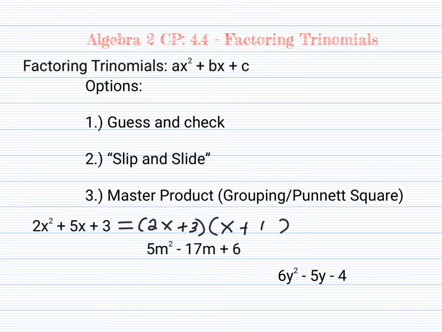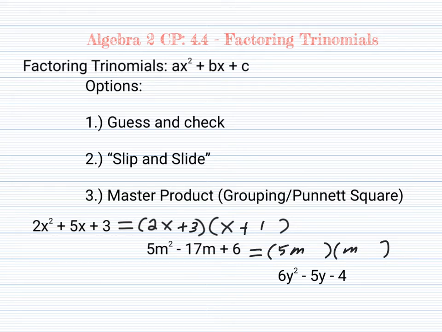So I will repeat this process for the next problem. 5m squared minus 17m plus 6. I know this is probably coming from a couple of binomials. And the only way I can think of to get 5m squared is 5m and m.